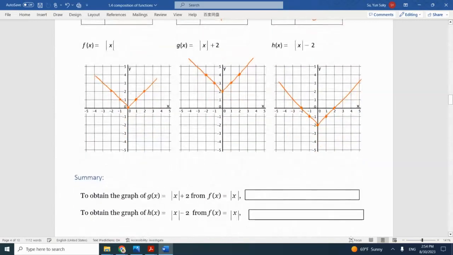Okay, so summary. To obtain the graph of absolute value of x plus 2 from the graph of absolute value of x, we shift up 2 units. And to obtain the absolute value of x minus 2 from absolute value of x, exactly, shift down 2 units.